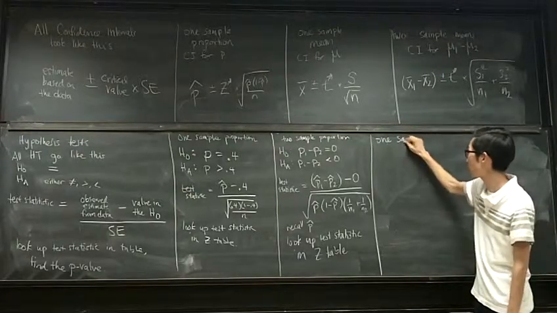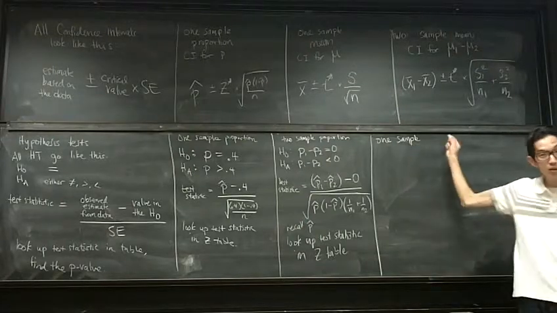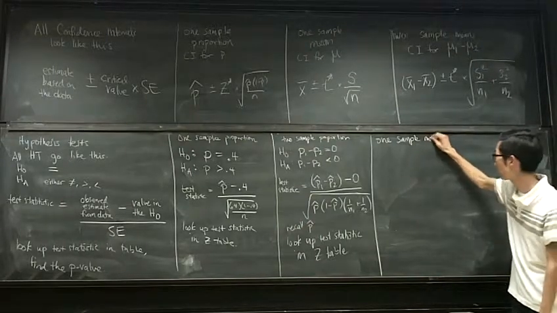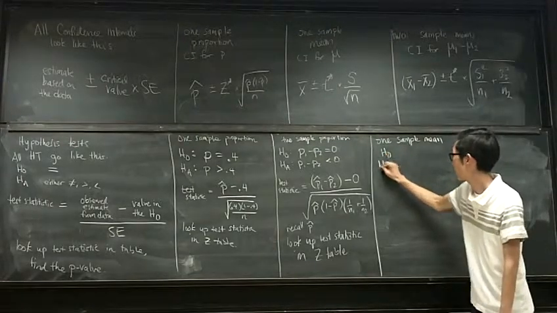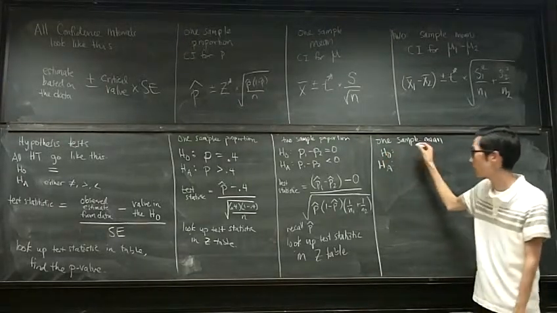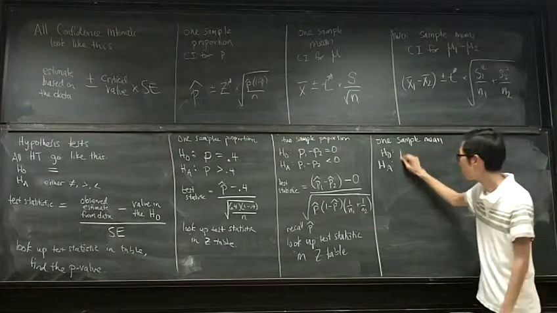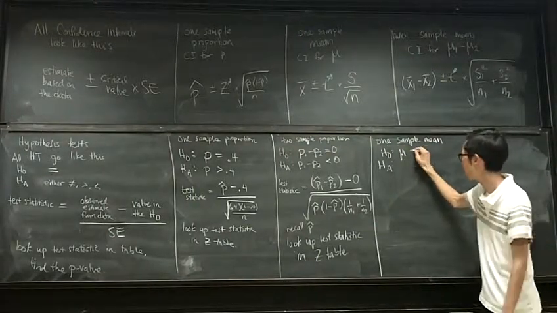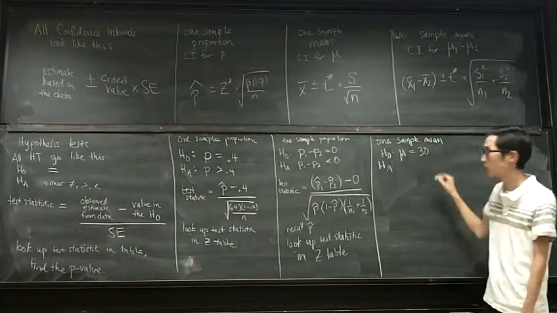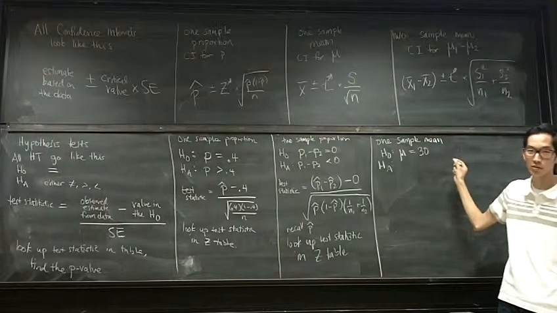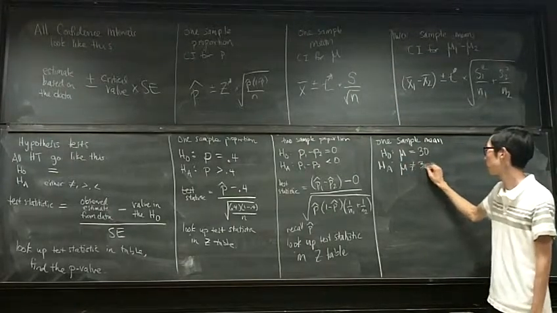So we got one sample. We talked about proportions, and now instead of proportions, we're dealing with means. One sample mean. Our null hypothesis is not about P's, but mu, because it's about the population. Mu is equal to some number. I'm going to make up a number, say 30, though of course it's not always going to be 30. And the alternative maybe doesn't equal 30.